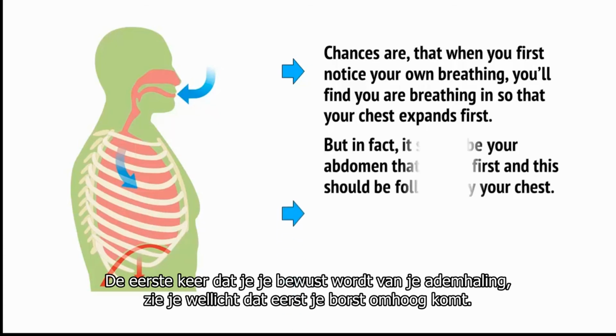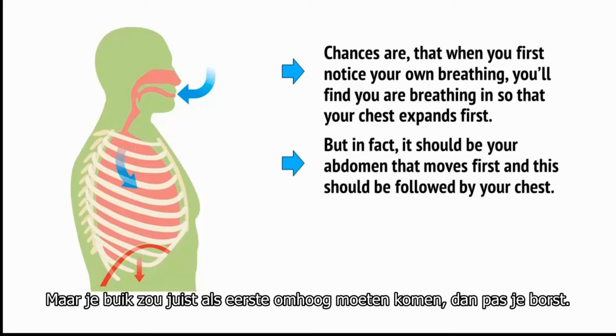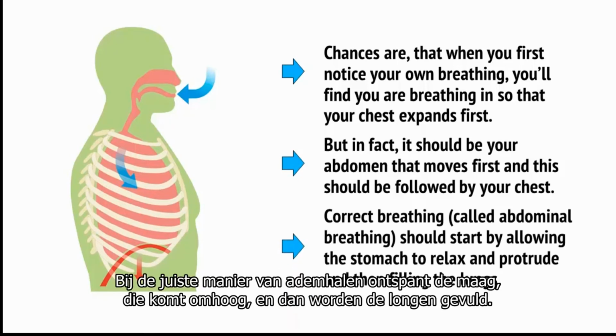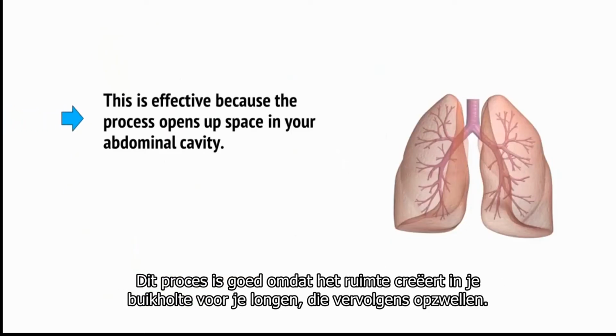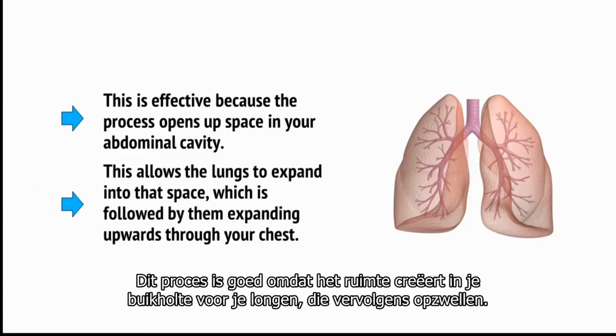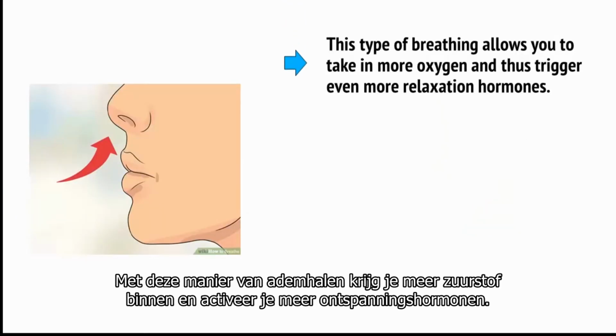expands first. But in fact, it should be your abdomen that moves first, and this should be followed by your chest. Correct breathing, called abdominal breathing, should start by allowing the stomach to relax and protrude and then filling the lungs. This is effective because the process opens up space in your abdominal cavity. This allows the lungs to expand into that space, which is followed by them expanding upwards through your chest. This type of breathing allows you to take in more oxygen and thus trigger even more relaxation hormones.